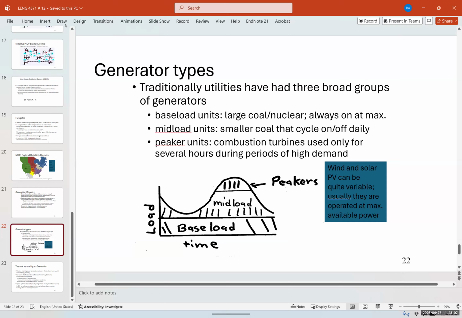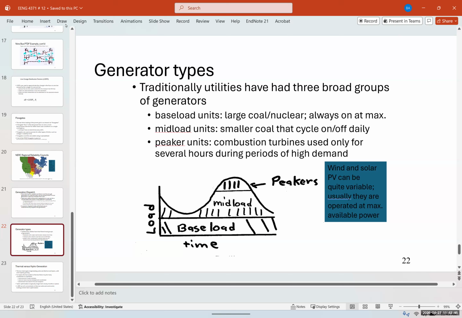These power plants have very high capital costs, CapEx, but very low variable costs. So they run continuously at full output. Nuclear power plant, the initial cost is like $10 billion, but again, the fuel cost is very, very low. And then we have the mid-load units, smaller coal plants that cycle on and off with the daily load curve. And then we have the peaker units, which are combustion turbines, and they have low capital costs but high fuel costs. So they only run during the few hundred hours per year when demand is high.